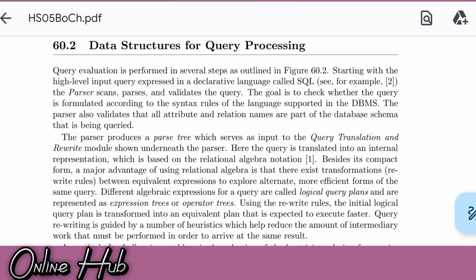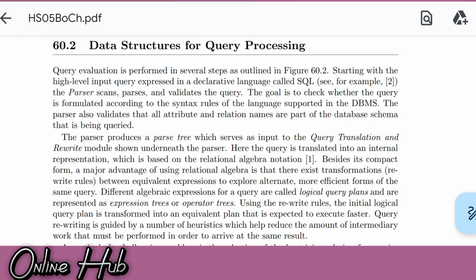The parser produces a parse tree, which serves as input to the query translation and rewrite module shown underneath the parser. Here the query is translated into the internal representation, which is based on the relational algebra notation. Besides its compact form, a major advantage of using relational algebra is that there exist transformation rewrite rules between equivalent expressions to explore alternate, more efficient forms of the same query.